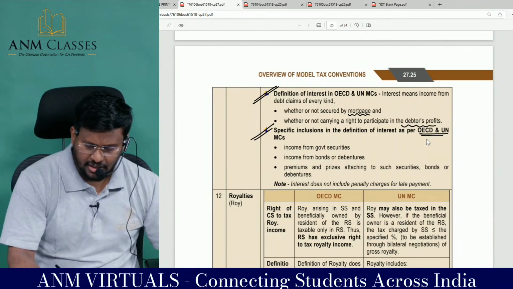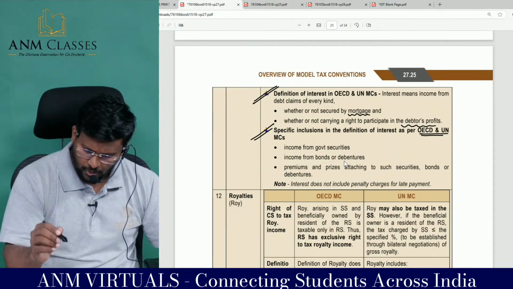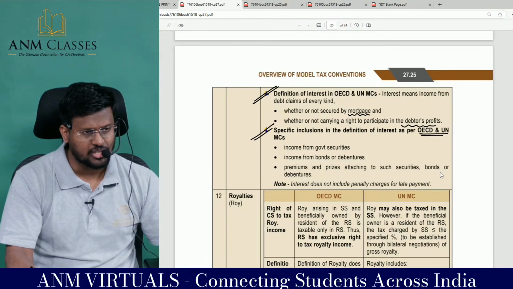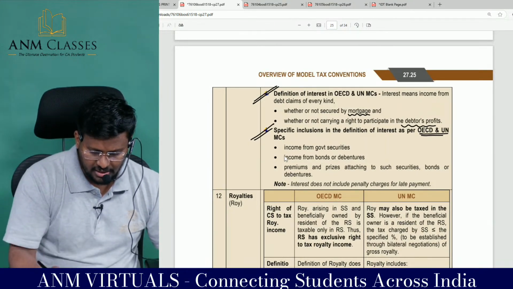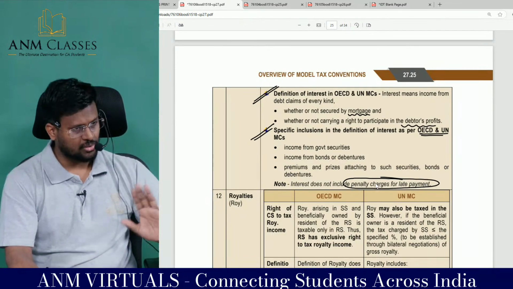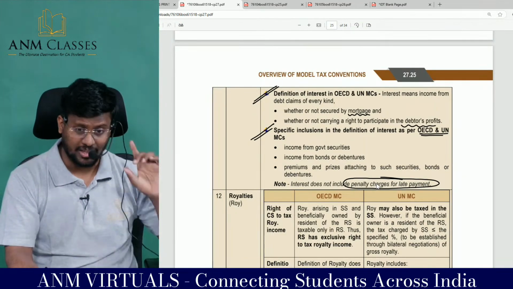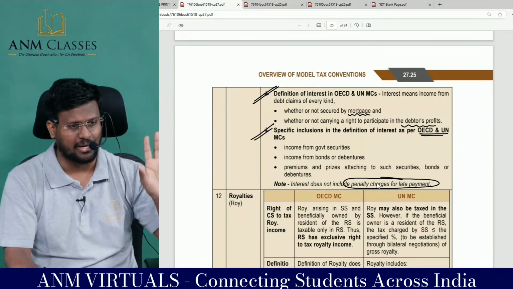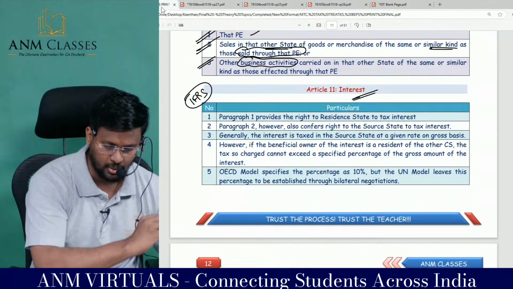Income from bonds or debentures is also interest, as are the premium and prices attaching to such security, bonds or debentures. But interest does not include penalty charges. For what payment? That is penalty only, that is not interest. For that, this article will not be applicable. The other income article will be applicable for the penalty. Are you all really with me?